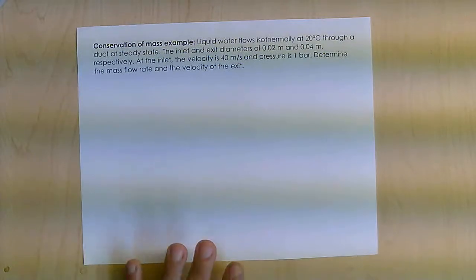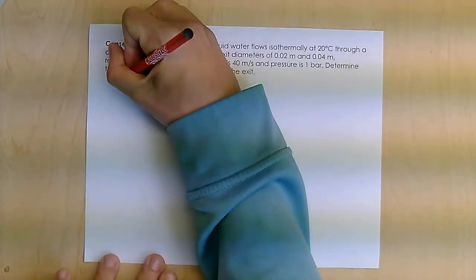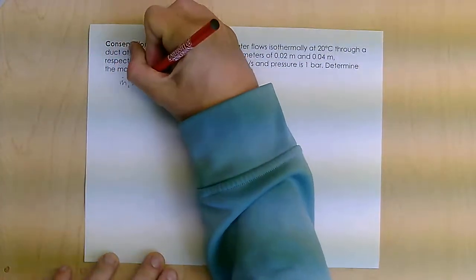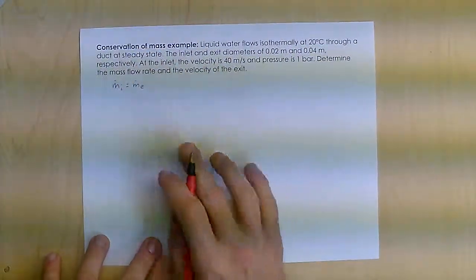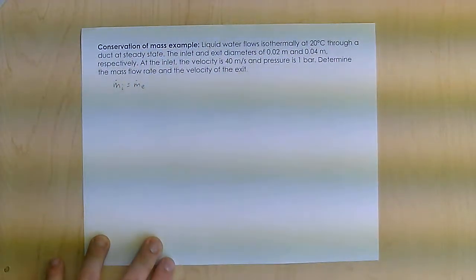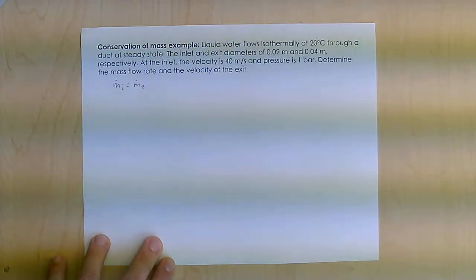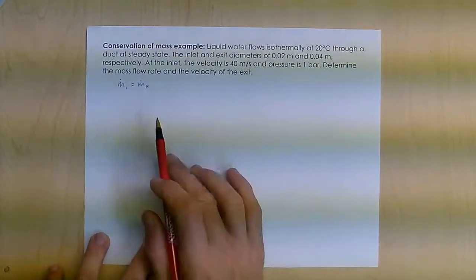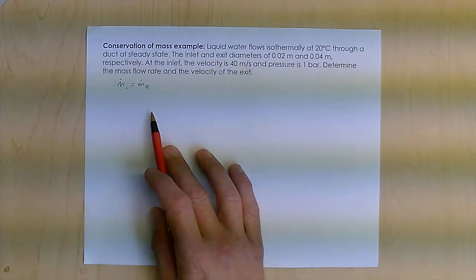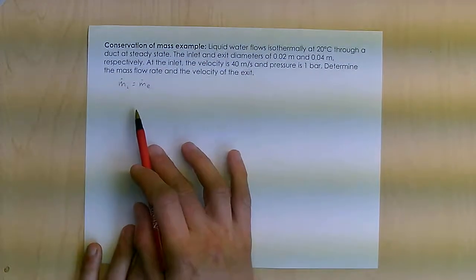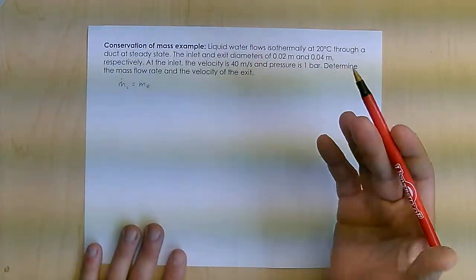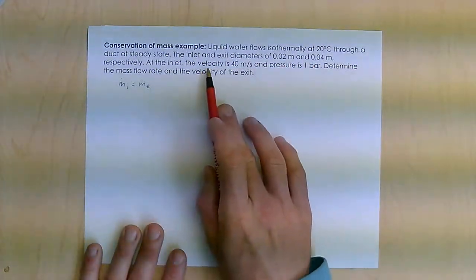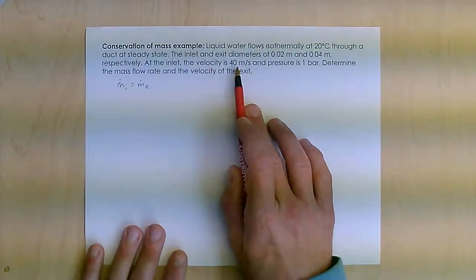So the first thing I need to recognize is that the mass flow rate at the inlet equals the mass flow rate at the exit, right? Because if it's going at steady state, conservation of mass tells me that. So what I am going to do is find the mass flow rate at the inlet, because I know the velocity at the inlet.